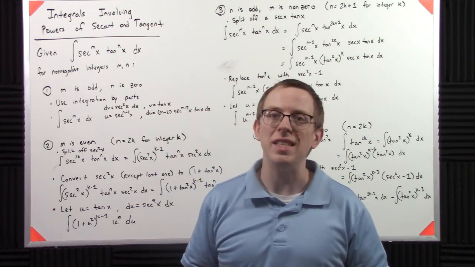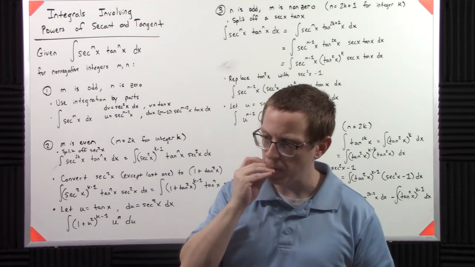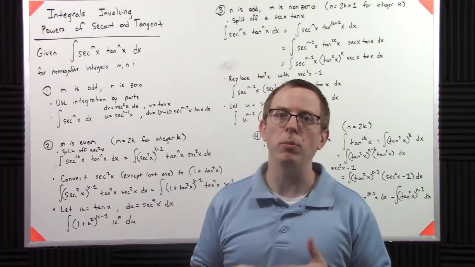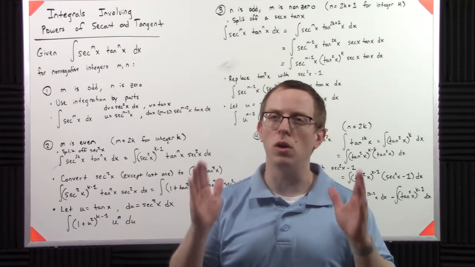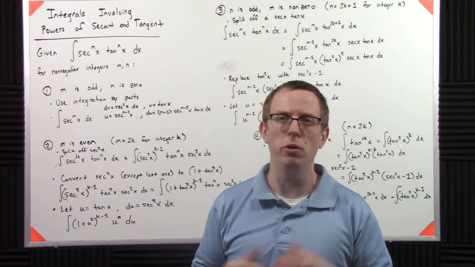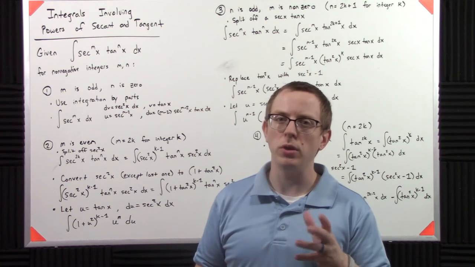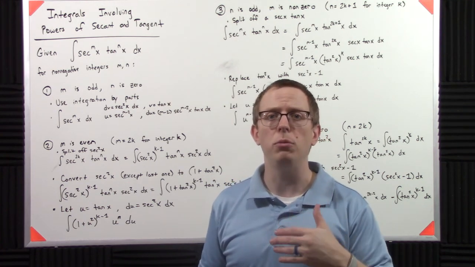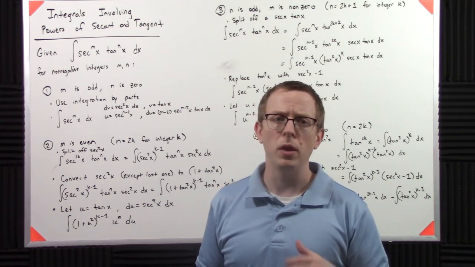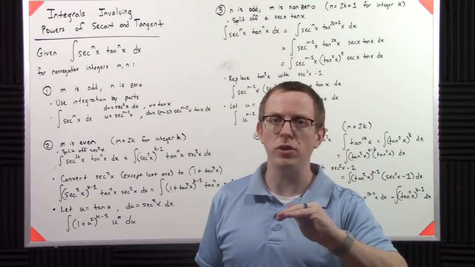If it's just secant of x, just a singular power, hopefully you remember that that's actually a table value. It's the natural log of the absolute value of secant of x plus tangent of x plus c. And you can get that from doing things like integration by parts, but if you just remember that and you have a single power, you're done.